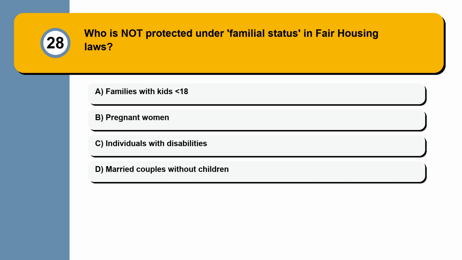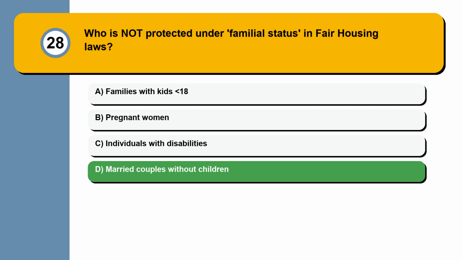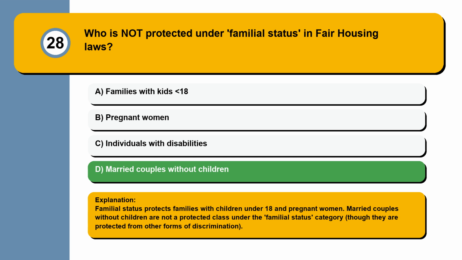Question 28. Who is not protected under familial status in fair housing laws? Families with kids under 18, pregnant women, individuals with disabilities, married couples without children. Familial status protects families with children under 18 and pregnant women. Married couples without children are not a protected class under the familial status category, though they are protected from other forms of discrimination.